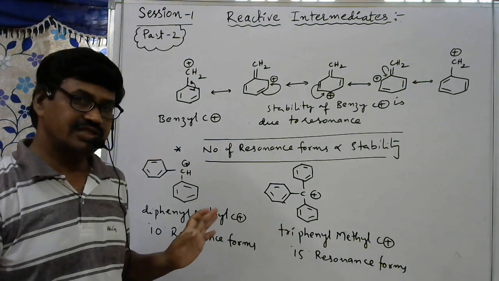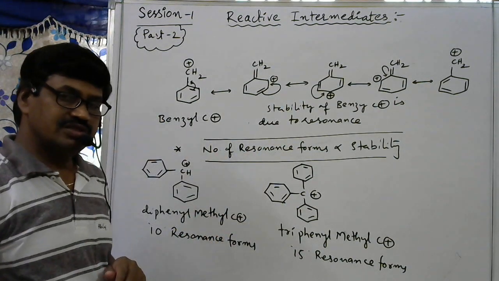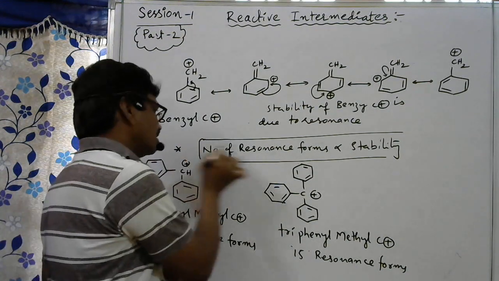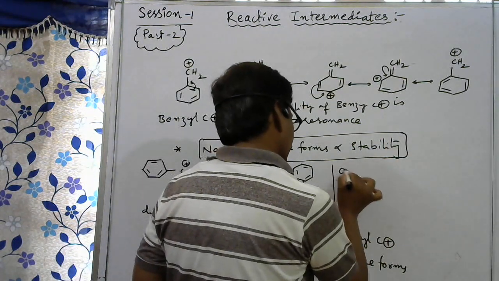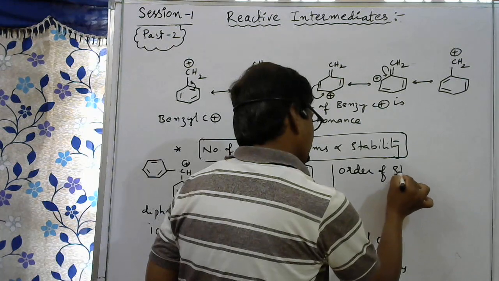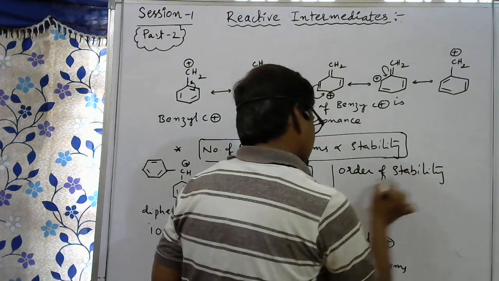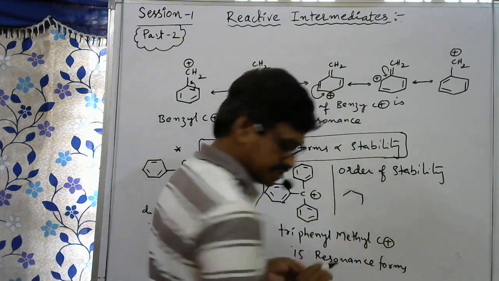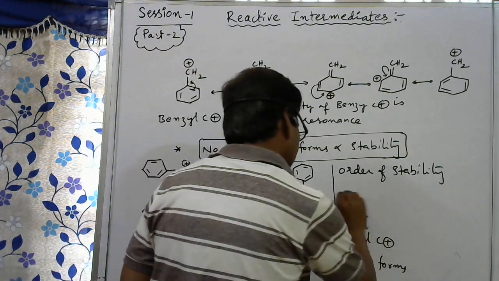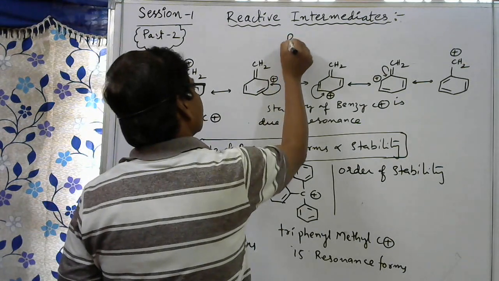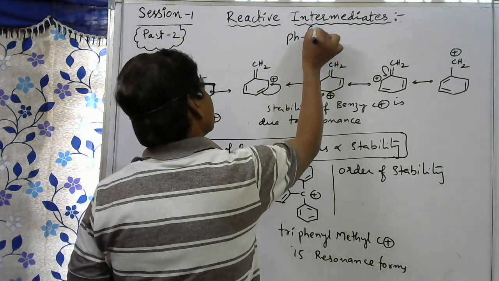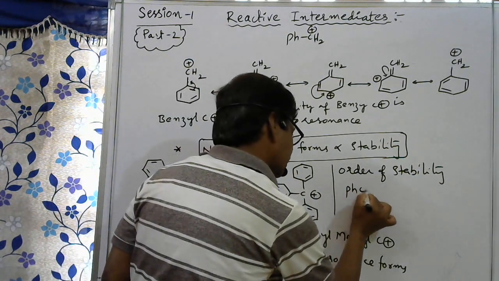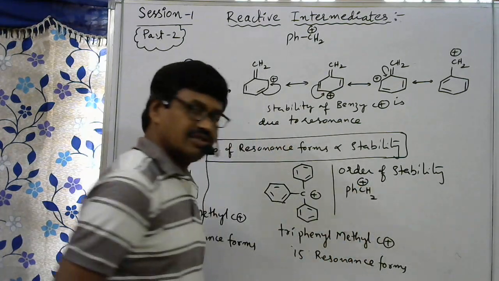For understanding, I am explaining in this way. Among these three, the one with more resonance forms has more stability, as per the statement given. So what is the order of stability? Here I am writing the order of stability. First, benzyl. We can write this benzyl group as PhCH2 plus, also similar to this only. I am writing Ph here because of space problem. So PhCH2 plus is the least stable.